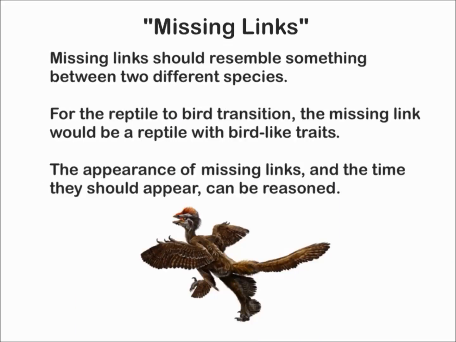The fossil record, though incomplete, can show us something else as well. It can allow us to reason the appearance of missing links. Missing links should resemble something between two different species. For example, for the reptile to bird transition, the missing link should be a reptile with bird-like traits. Despite the incomplete fossil record, missing links can be reasoned and even eventually found. For example, the creature called Tiktaalik, who we learned about in class, had many traits that scientists reasoned would be present in the missing link between marine species and terrestrial quadrupeds.